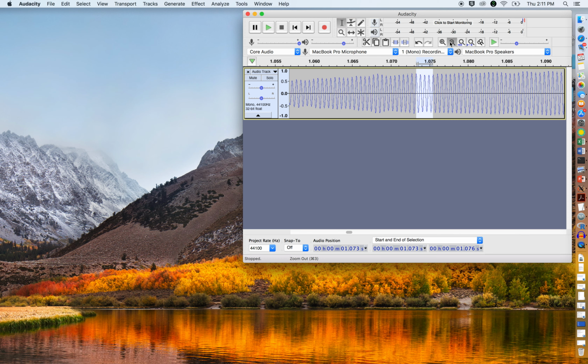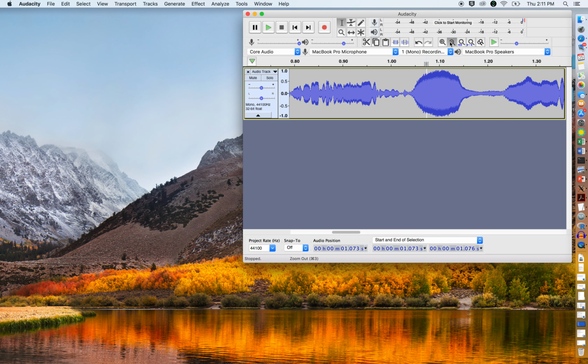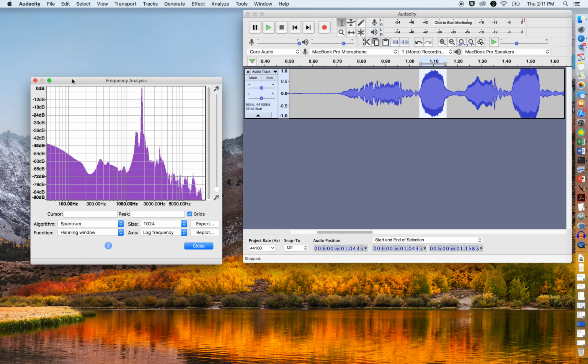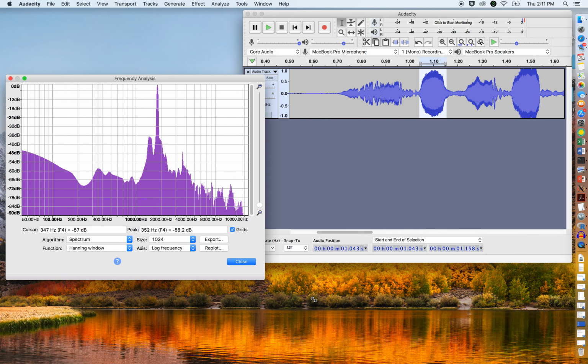And we're going to do the other thing that this program is good for, which is called spectrum analyzer. So I'm going to again pick just part of the sound that I made, one of those notes that I whistled, and I'm going to go up to analyze here, and I'm going to pick plot spectrum. And a window will appear, and in that window we see the sound spectrum.